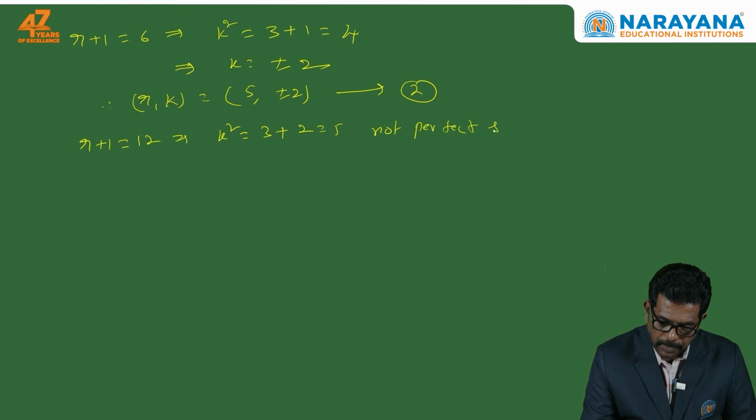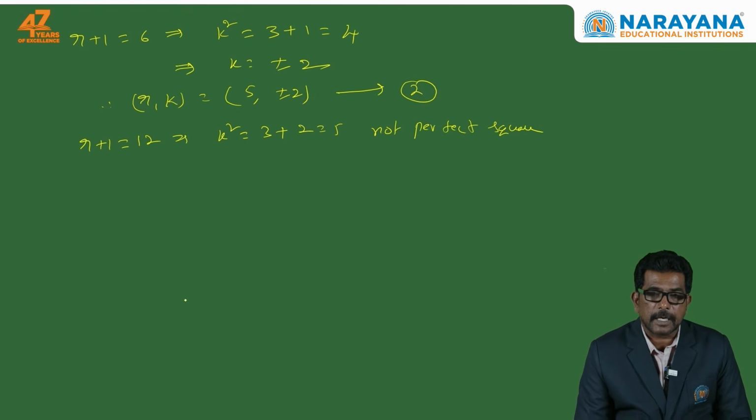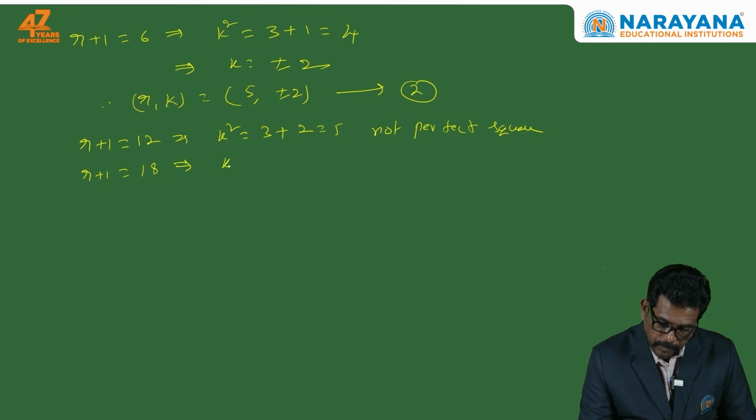Not a perfect square. So there is no such integers r, k. Next, similarly, r plus 1 is equal to 18. I think there is no value of k. k square is equal to 3 plus 3 is equal to 6. Not a perfect square. r plus 1 is equal to 24 means k square is equal to 3 plus 4 is equal to 7.